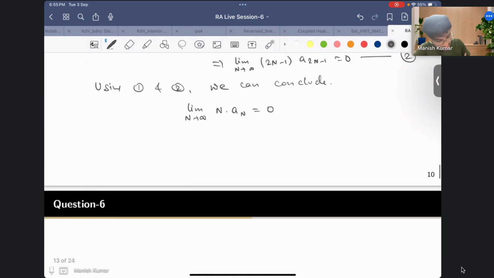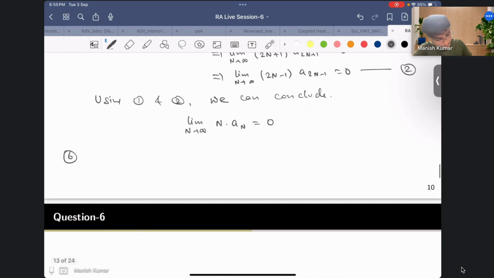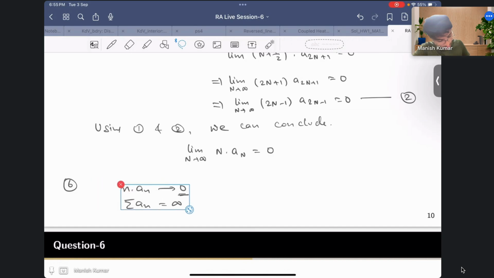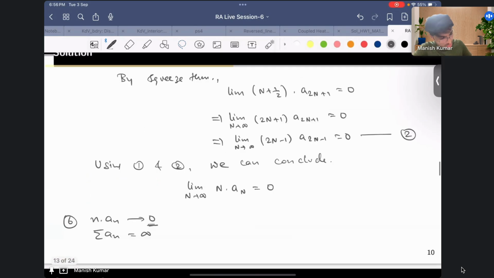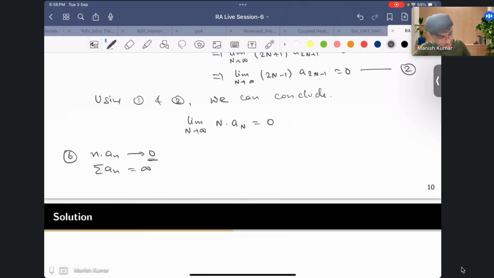Okay, so this is the B part, this was the A part. You want to look for a sequence a n such that n times a n goes to 0, but the series is divergent. So you remember this example, a n given by 1 by n times log n. Clearly, if you take this example, n times a n is 1 by log n, and this goes to 0.